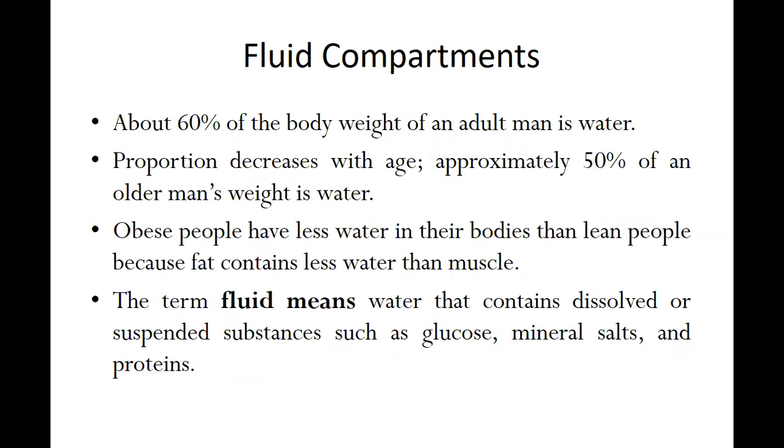Now, it is important to remember that about 60% of the body weight of an adult man is actually water. Now, this proportion begins to vary with age, such that approximately 50% of an older man's weight is water. So the total body water begins to diminish as one grows older. Also, obese people have less water in their bodies than lean people because fat contains less water than muscle.